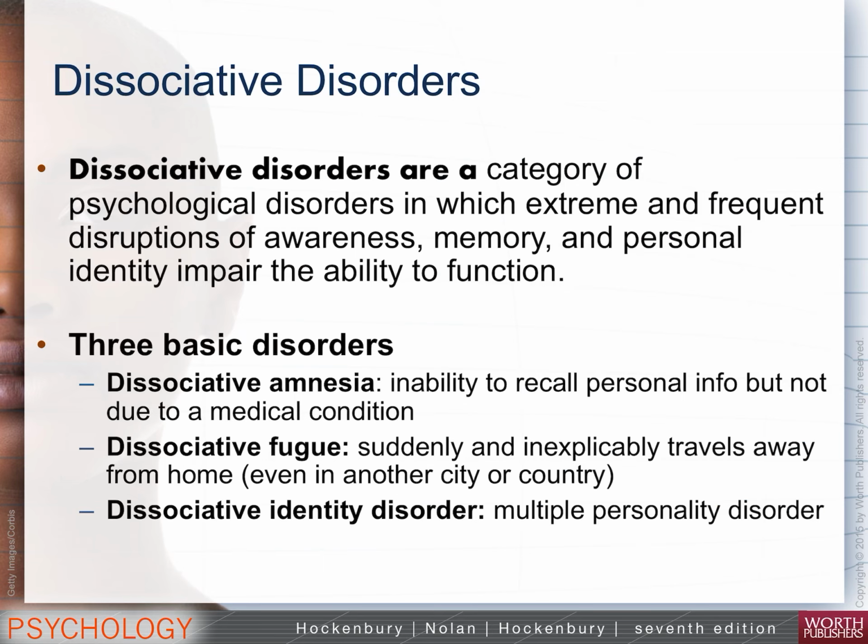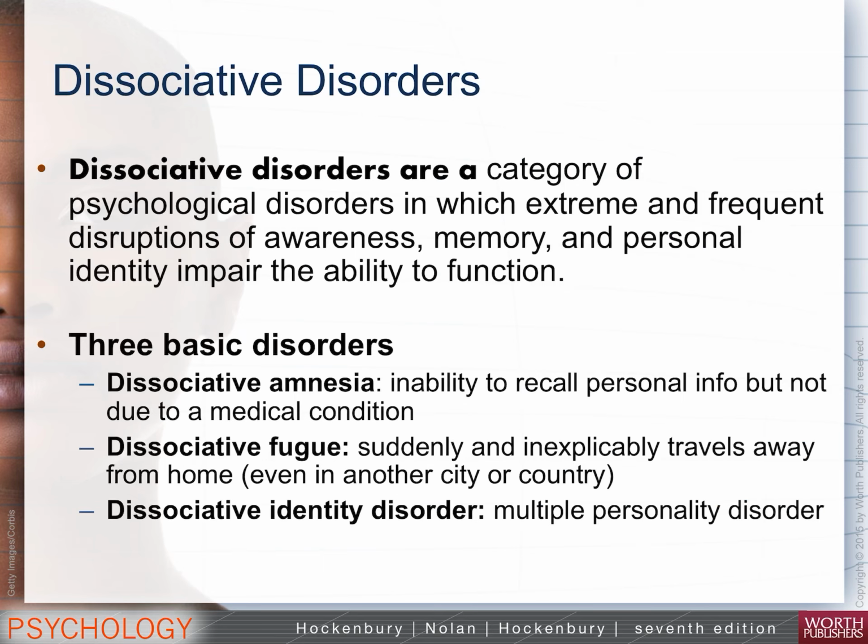The dissociative disorders that we're going to talk about, and I'm going to talk about one separately, are dissociative amnesia, dissociative fugue, and dissociative identity disorder. And we're going to talk about dissociative identity disorder on the next slide.